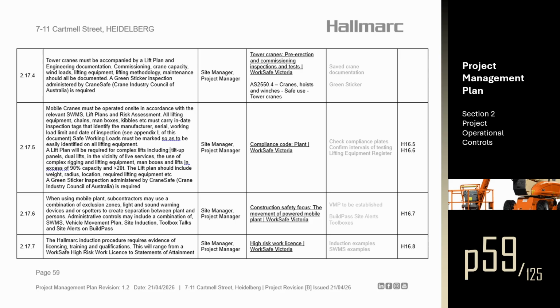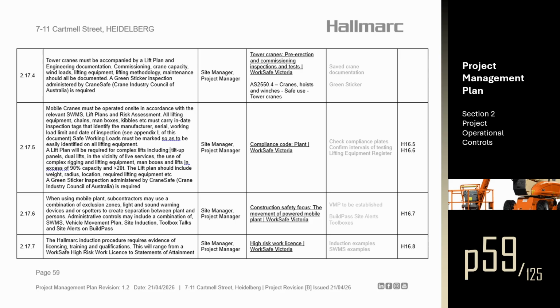Section 2.17.6. When using mobile plant, subcontractors may use a combination of exclusion zones, light and sound warning devices and/or spotters to create separation between plant and persons. Administrative controls may include a combination of SWIMs, vehicle movement plan, site induction, toolbox talks, and site alerts on BuildPass. Section 2.17.7. The Hallmarc induction procedure requires evidence of licensing, training, and qualifications.